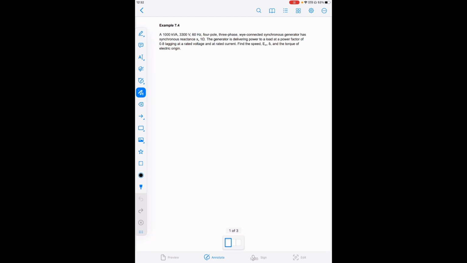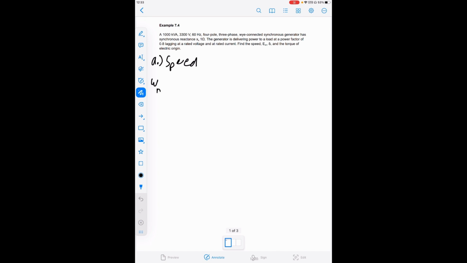Example 7.4 has a 1000 kVA, 3300 volt, 60 hertz, 4-pole, 3-phase Y-connected synchronous generator, and it has a synchronous reactance of 1 ohm. The generator is delivering power to a load at a power factor of 0.8 lagging and at a rated voltage and at rated current, and then it asks to find the speed, EA or the excitation voltage, delta or the torque angle, and the torque of electric origin.